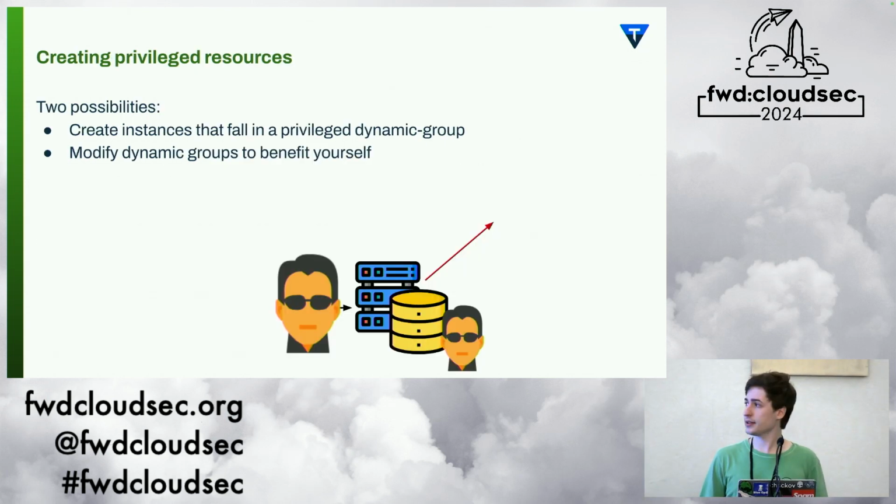And lastly, there are also two kinds of methods here where you create a privileged resource or you give more access to a resource that you have access to, and then you run commands through that resource, okay? So we're talking about instances, basically.